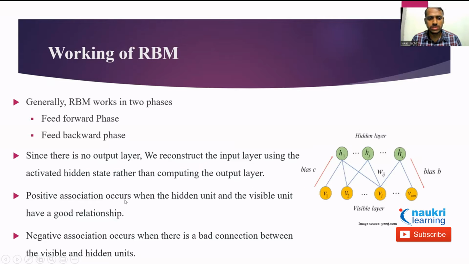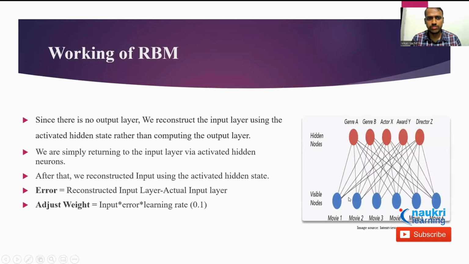The positive association occurs when the hidden unit and the visible input have a good relationship. That is nothing but when we train the model very well, using bias and weights, and when all this happens properly, when the model learns properly, then the training becomes very effective and the output is also very positive. Negative association occurs when there is a bad connection between the visible and hidden units. Always remember that bad connection means the weights and biases are not properly trained. So this is about the working of RBM.